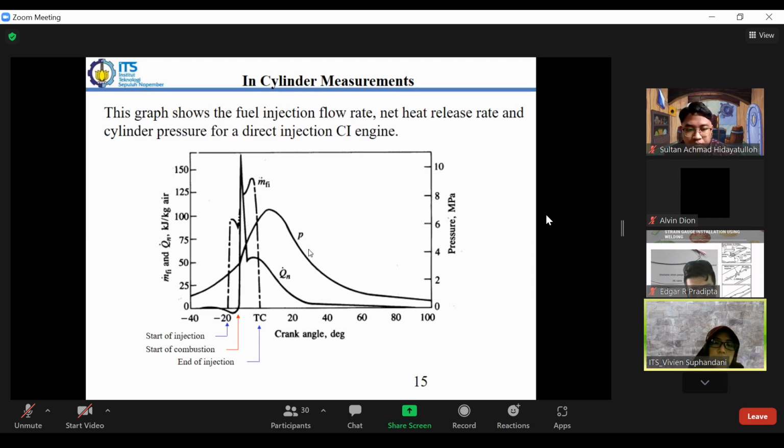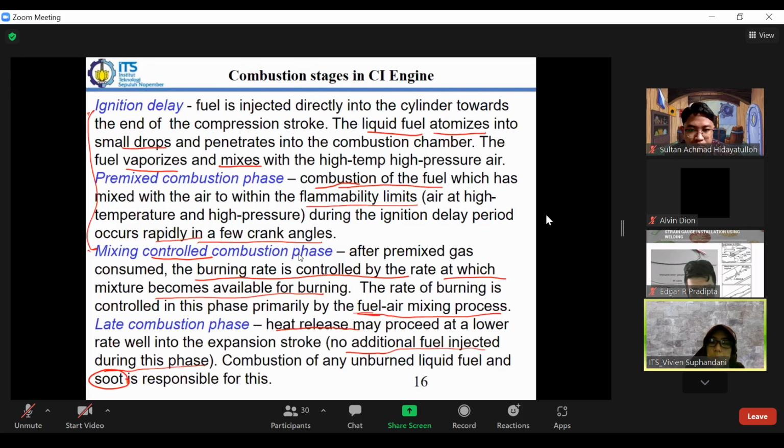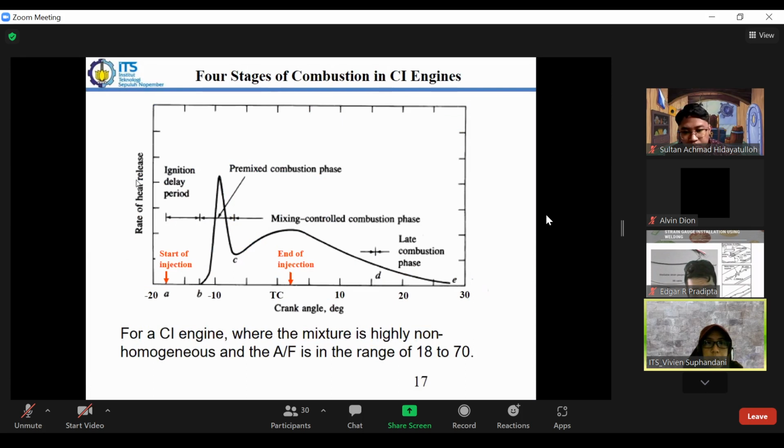All right, so that will be the process in the CI engine. We can also see the heat release here. We have the ignition delay, similar to before, and then a premix combustion phase. This is actually an enlarged view of the previous graph. We have a very sharp increase here, which is the premix combustion. We cannot control this; it occurs naturally from B to C. Then we have the mixing control combustion phase.